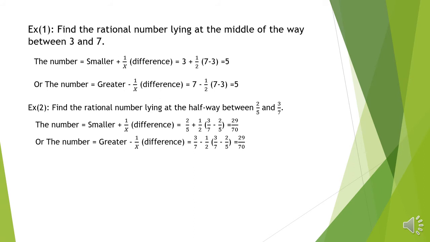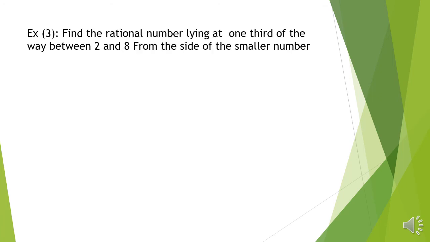Or from the greater side, greater minus 1 over x times difference equals 3 over 7. We start with the greatest number, 3 over 7 minus 1 over 2 times the difference between the two numbers, 3 over 7 minus 2 over 5, which also equals 29 over 70. Let's have another example.